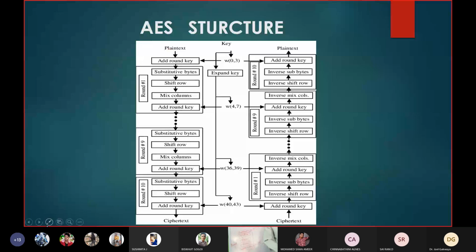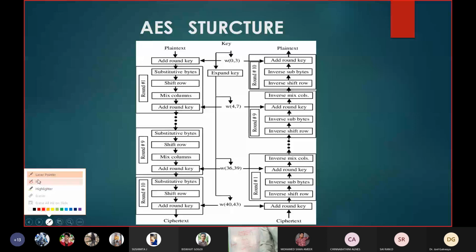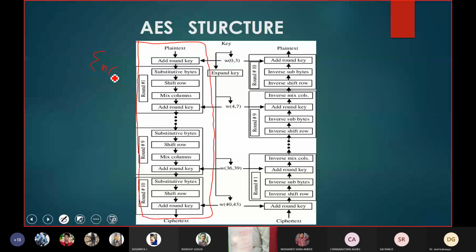The first step, the first one, is encryption. The whole of this one is encryption. Please write down, this is encryption. And this step here is going to be decryption. We are going to decrypt the message.